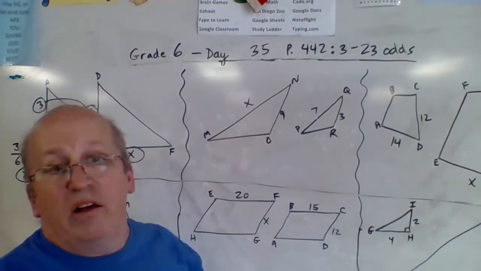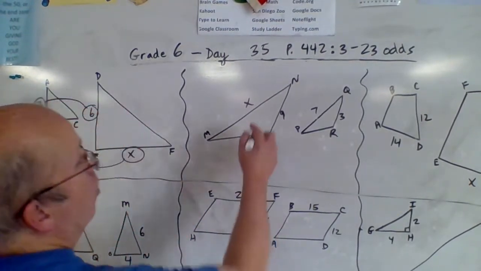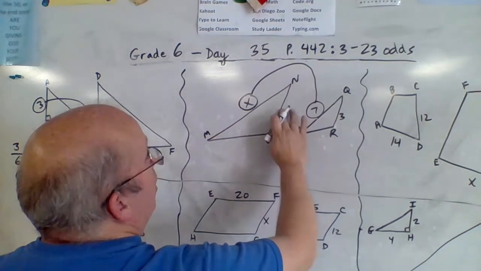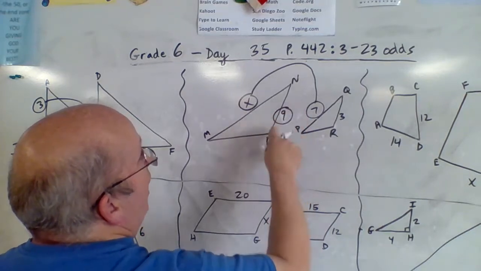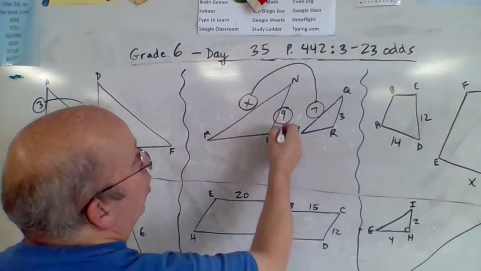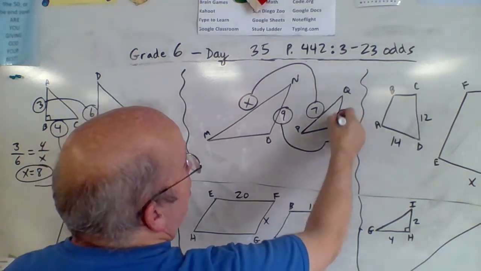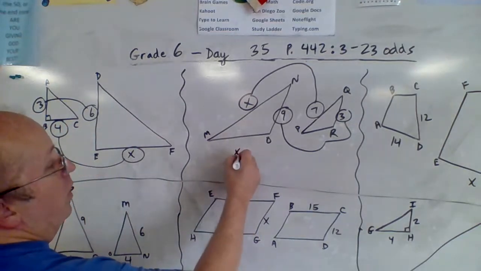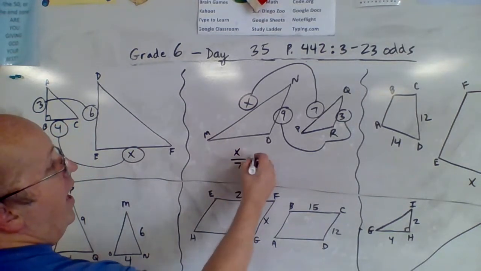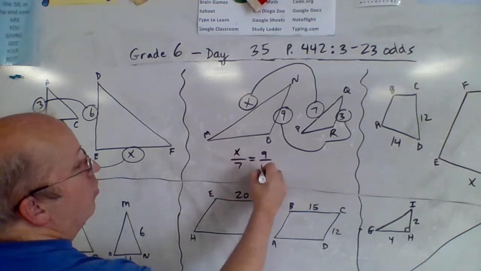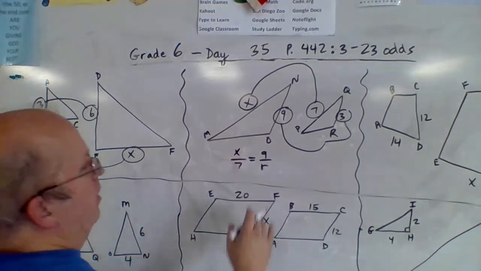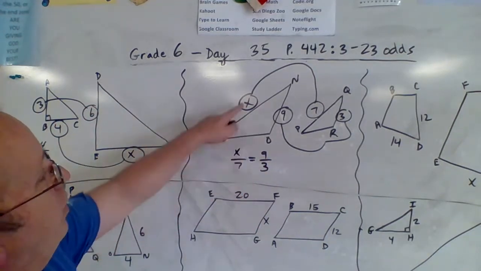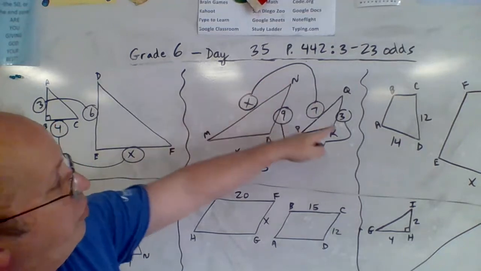Again, let's assume that the triangles are similar. So x, this long side, has to be proportional to the 7. This side that's 9, line segment NO, is proportional to this side that is 3, line segment QR. Based on that, I'm going to write x is to 7 as 9 is to 3.